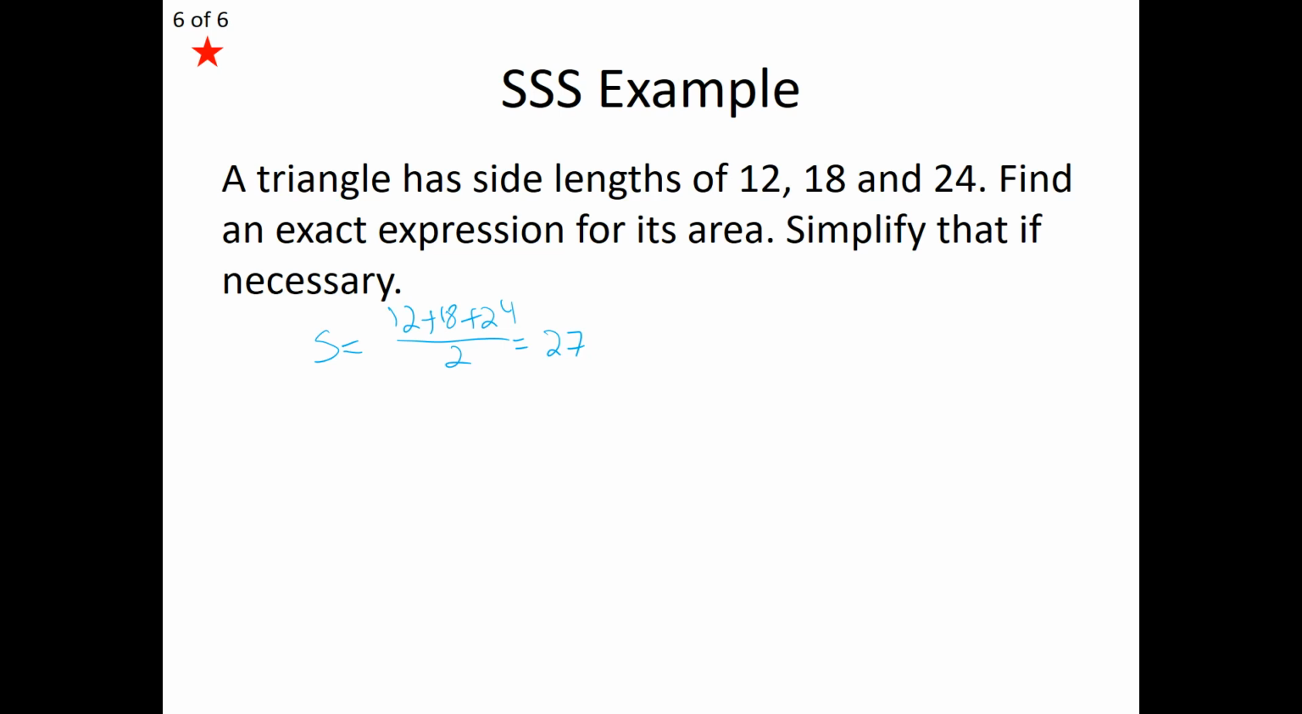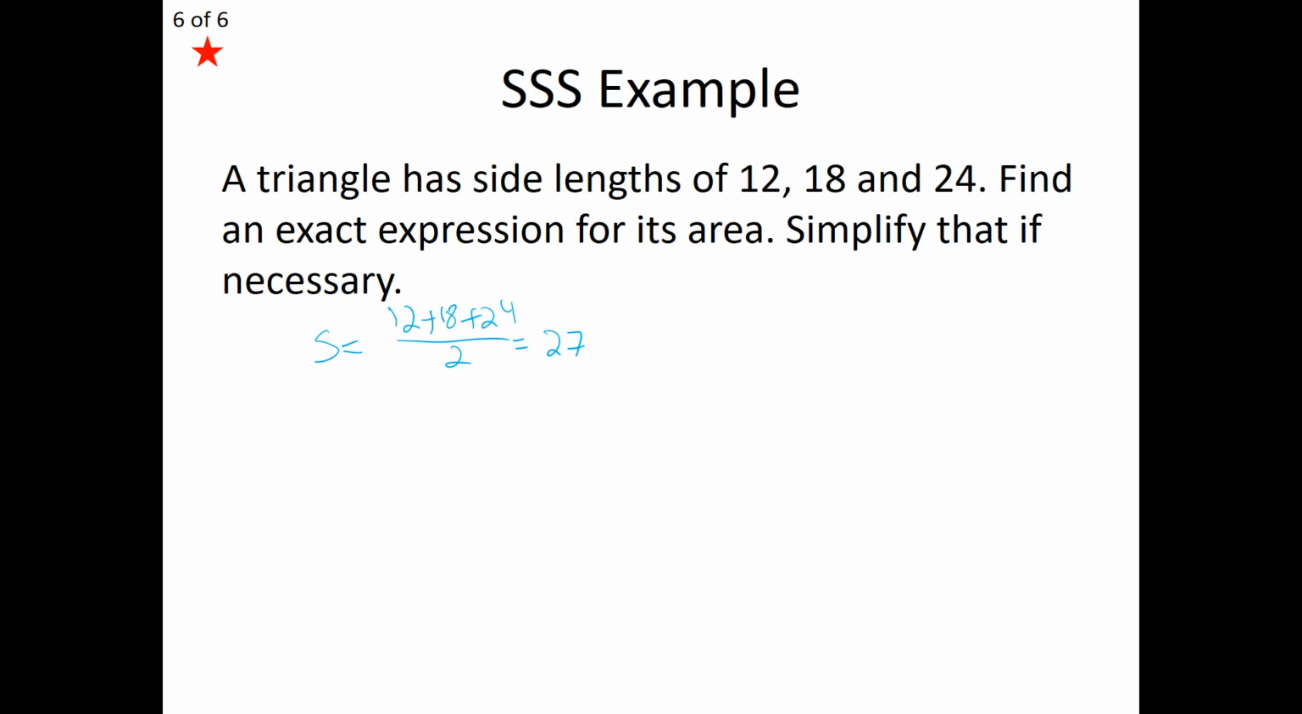Now, to do a quick check for yourself, the semiperimeter of a triangle should always be greater than any of the given sides. So just do a quick check. Is 27 greater than all three sides? Yes, it is. If it's not, that means check your semiperimeter calculation again. You want to make sure that the semiperimeter is greater than any of the three sides. It's actually one of the triangle inequality corollaries we proved back in chapter 5.